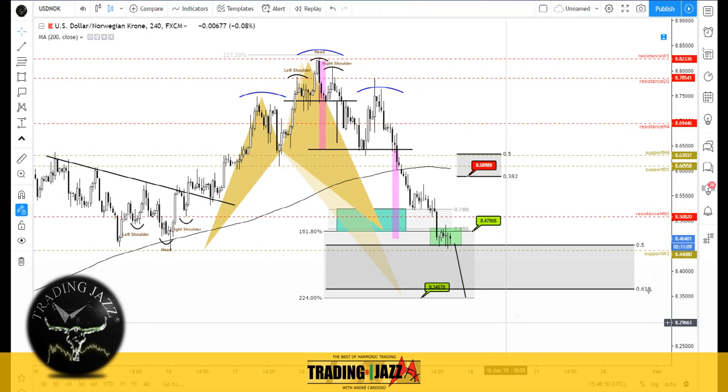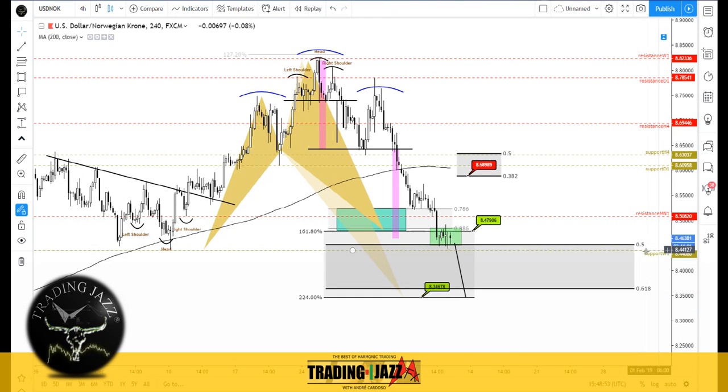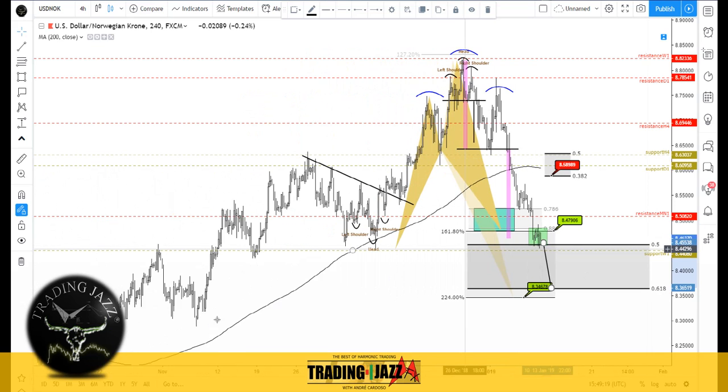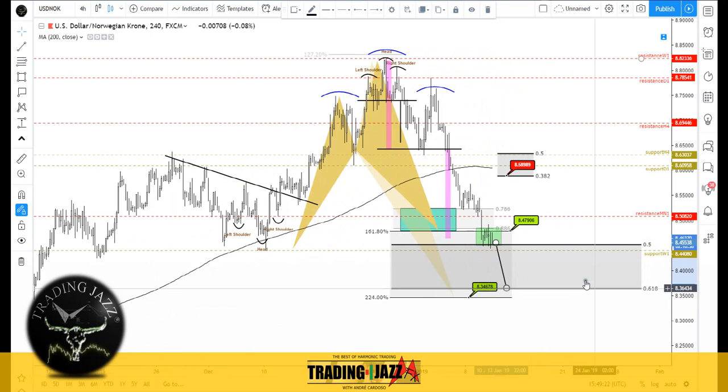So we have the weekly supports below the most recent lows. We have the 224 extension as the completion point for the shark pattern, because it has completed already. We are now trading at the 1618 extension for the shark, and we have also the golden ratio, the 618 retracement from all this bullish momentum, right below.